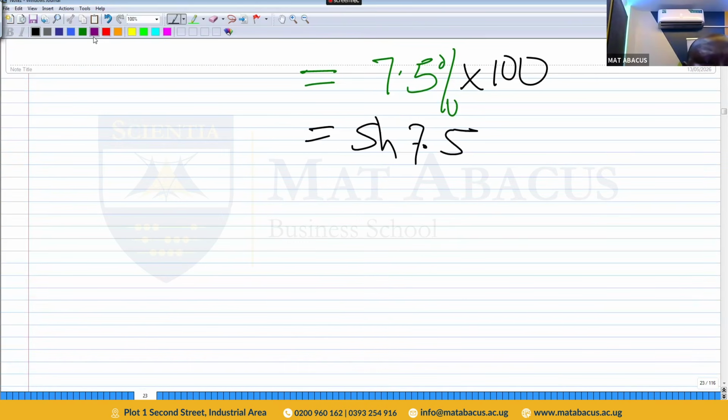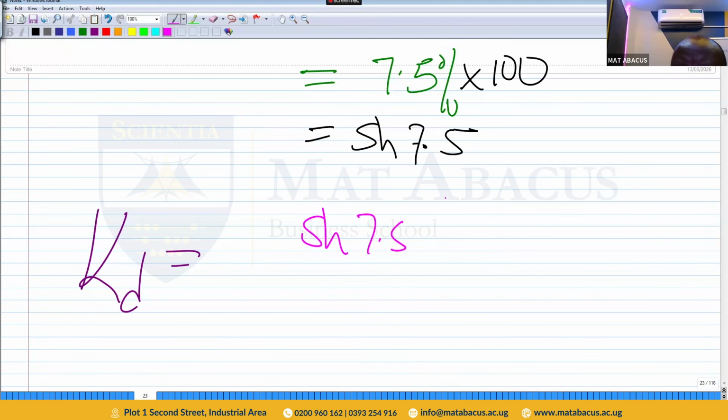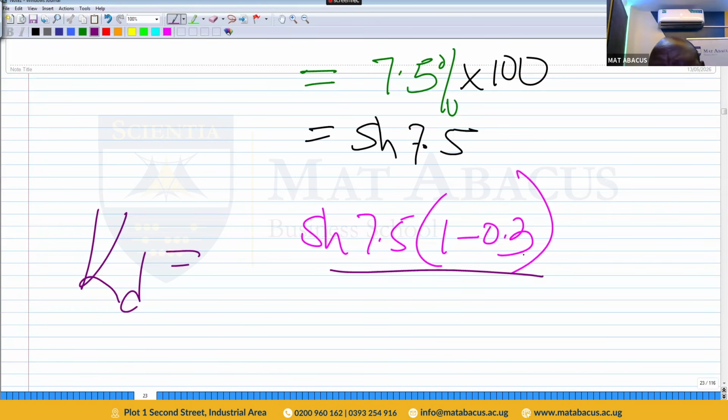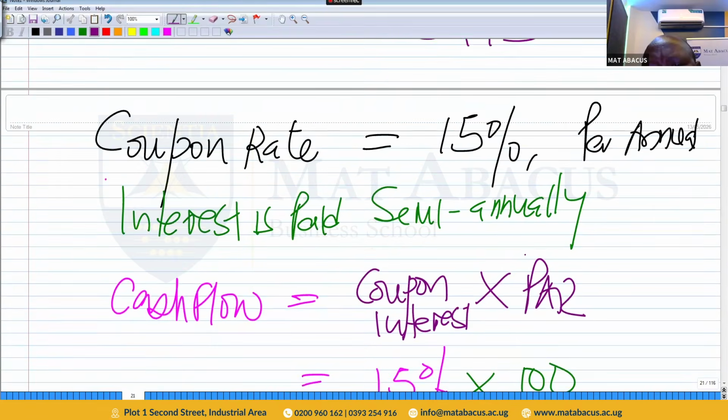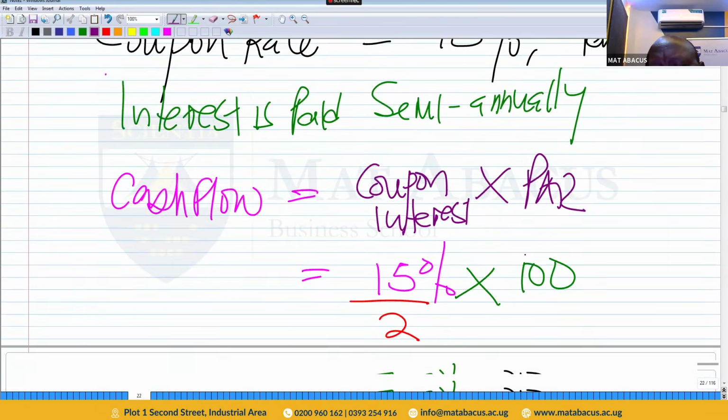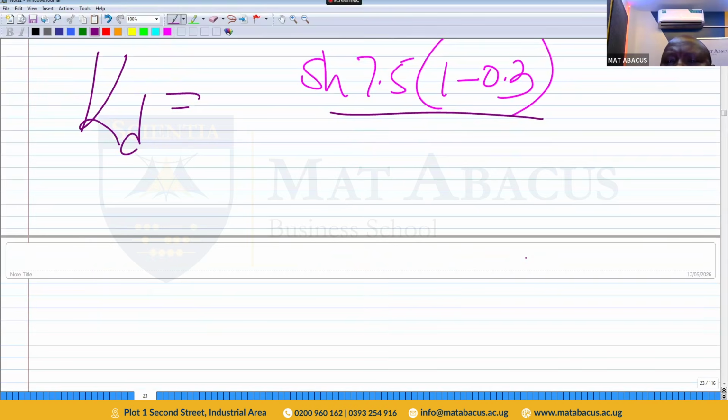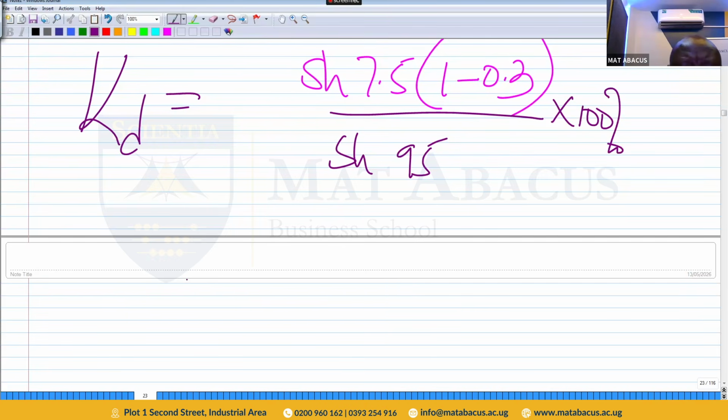Therefore, the cost of the debenture is the cash flow adjusted for tax. So it will be shillings 7.5 into 1 minus 0.3 divided by the market price. The market price of this debenture, we got it as shillings 95. You divide it by shillings 95. And of course, you'll multiply by 100 to make it a percent.